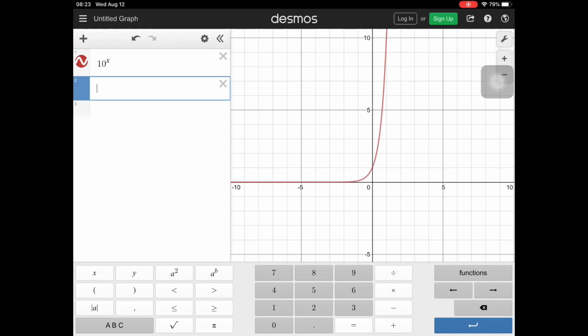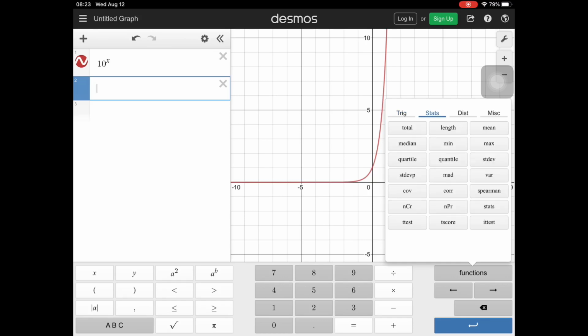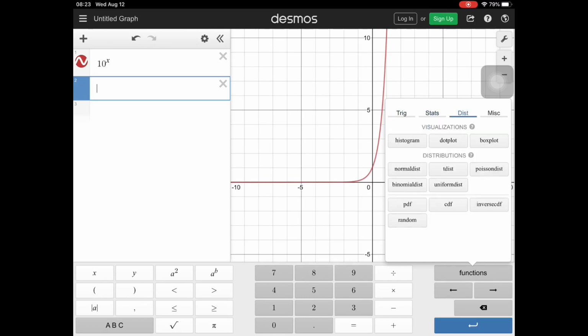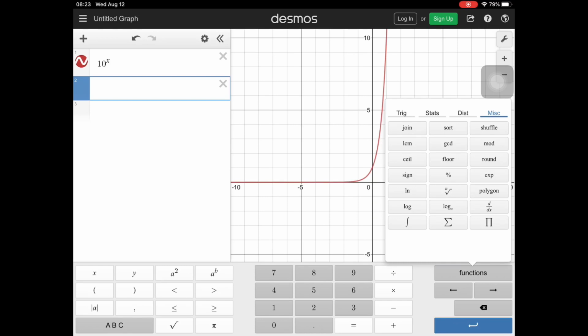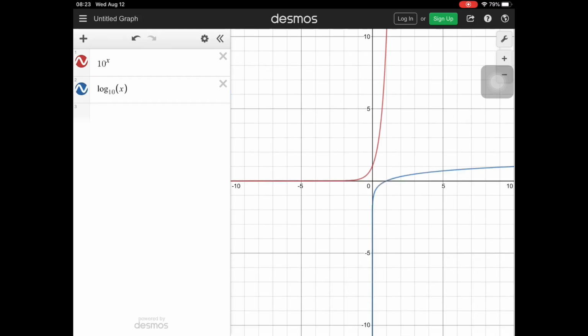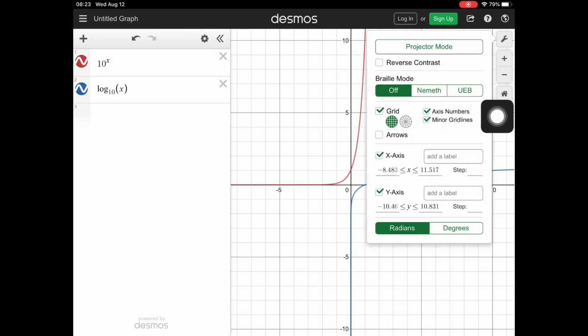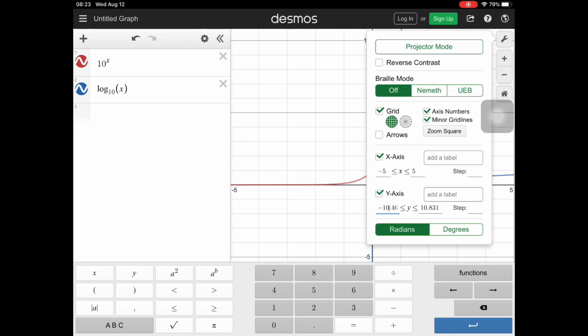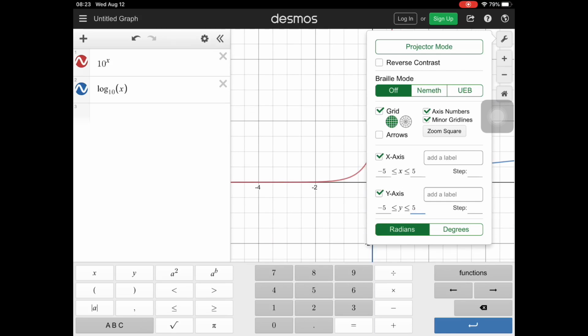And we're going to do the logarithmic function, which says log. Let me see, where do I find log? Here we have log base 10 of x. And there you have both graphs. I'm going to change the scale a little bit. I'm going to put scale from -5 to 5 in x and -5 to 5 in y. You can do this in your calculators as well if you want.